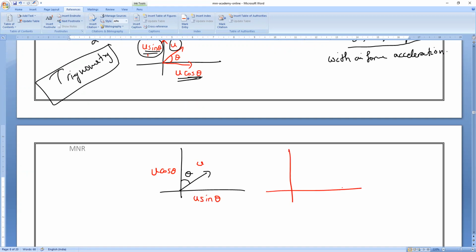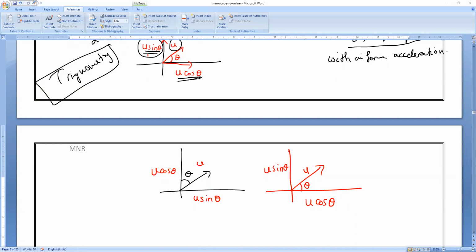Clear? So suppose here is the theta, all of you observe, then here will come u cos theta, and here u sin theta. Now, how to use these formulas? Let us modify the formulas.